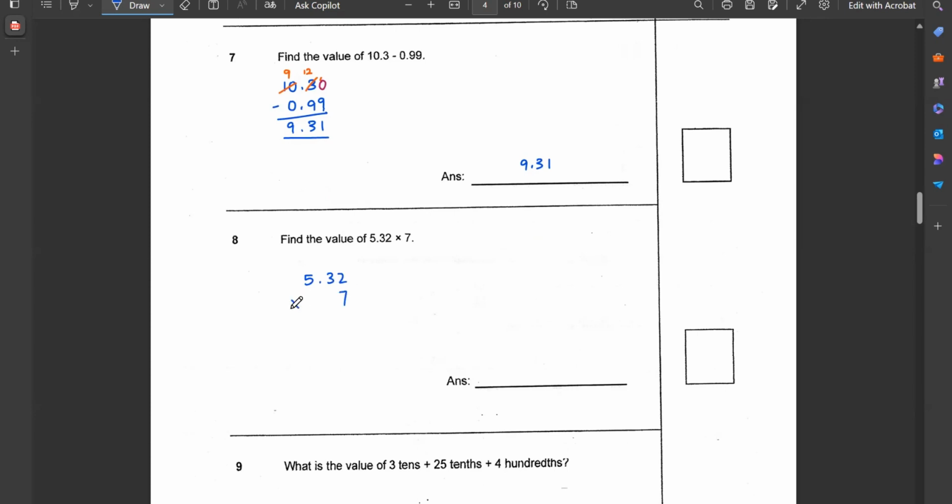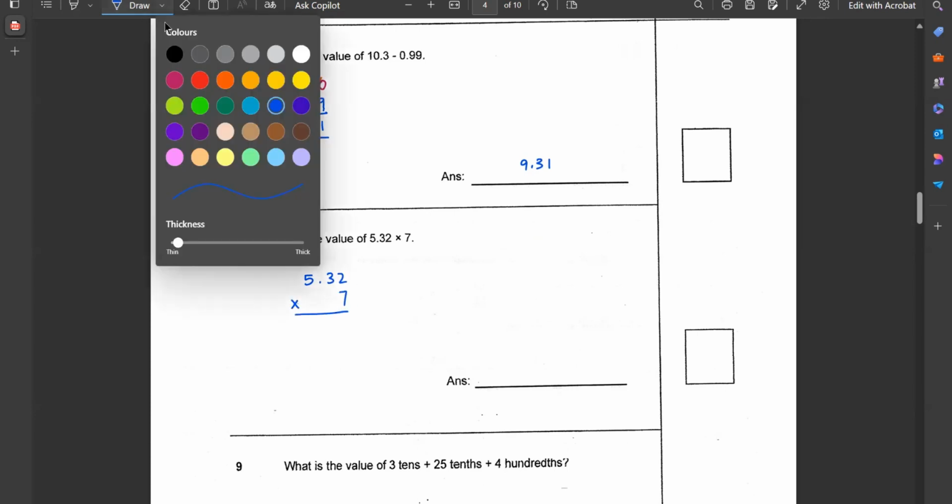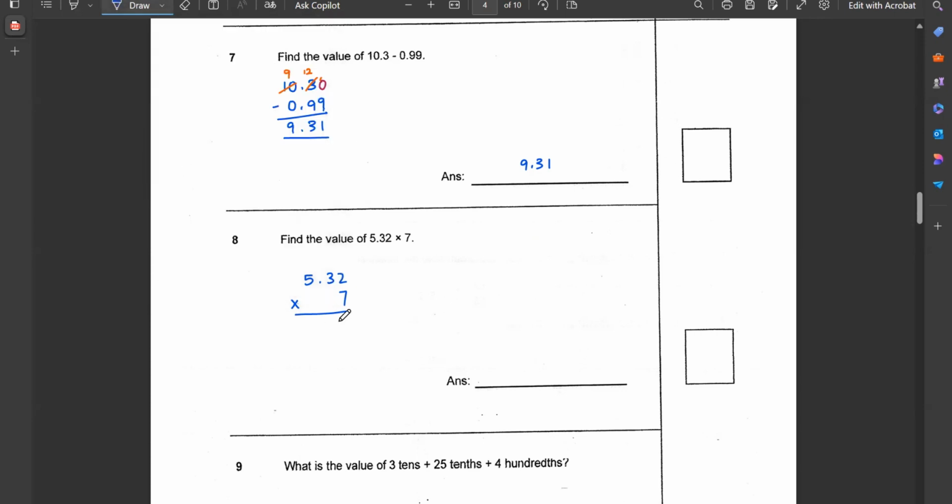Okay, I'm going to space out my numbers. So when you do your workings, try to space out your numbers, yeah, so that you've got space to do whatever you need to do. Okay, so let's start with the 2 times 7. 2 times 7 is 14. So when you times 7, yes, 7 put at the back.